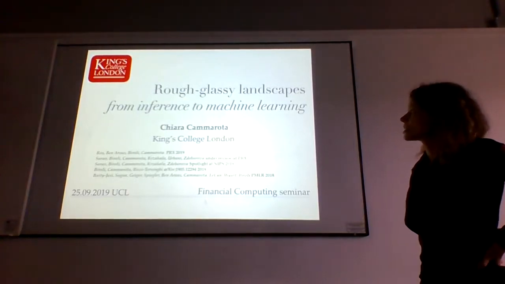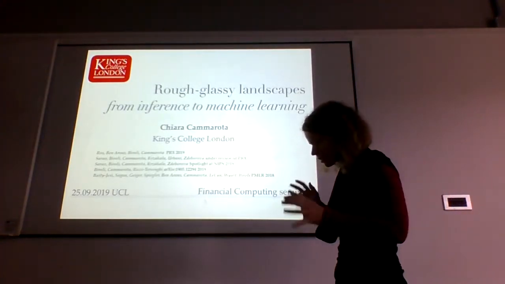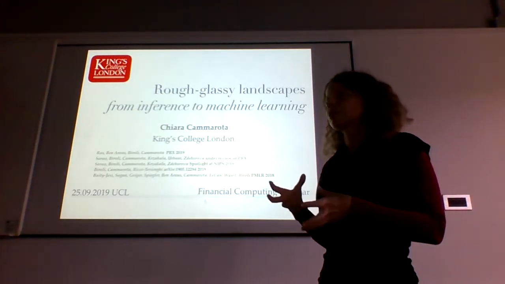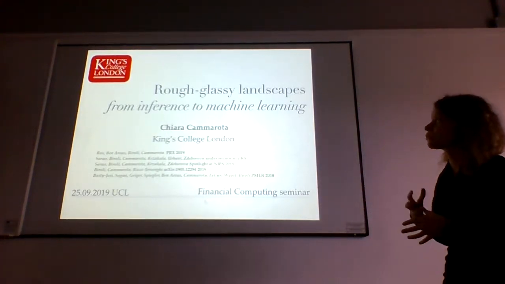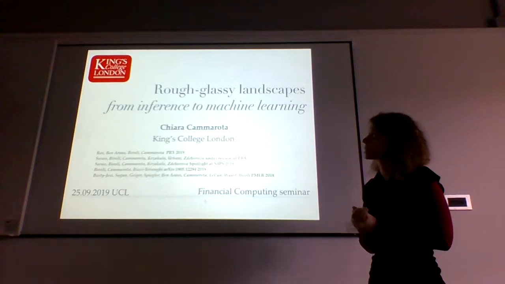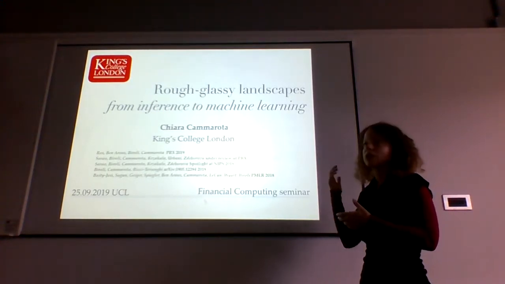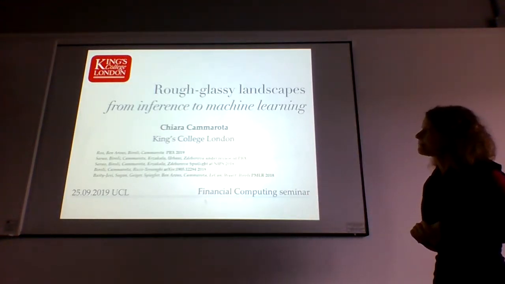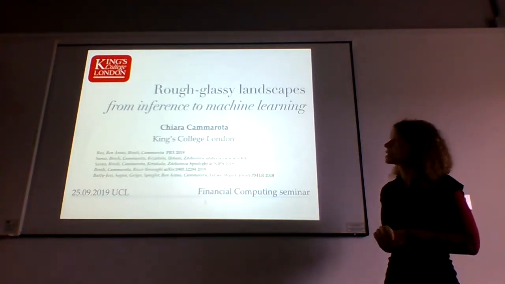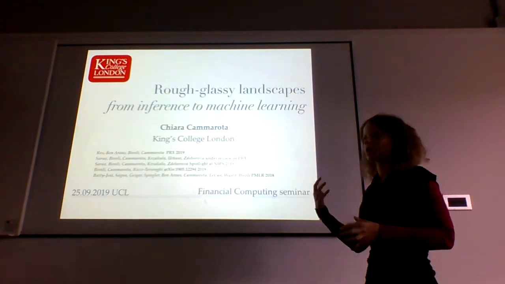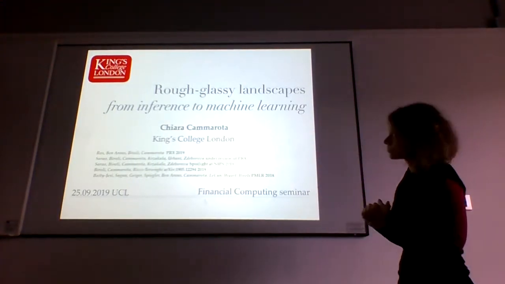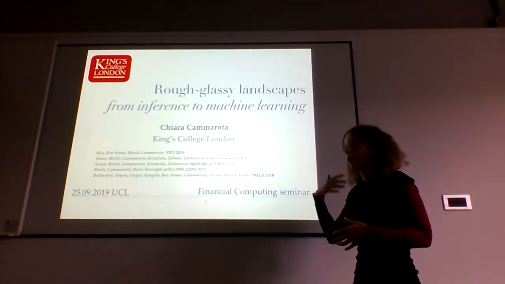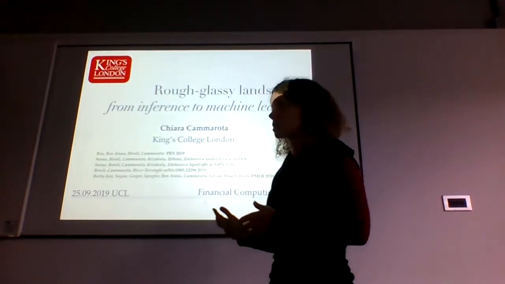I have a line of research that I'm pursuing in the last couple of years, maybe 3 years, in which I'm focusing on rough landscapes as an important perspective to understand how algorithms in inference problems work and how machine learning itself works as an inference problem itself. In the title you see rough glassy landscape because the main approach I will use to study rough landscapes in the context of computer science will be this approach that has been developed along the years in the context of the study of glass physics.